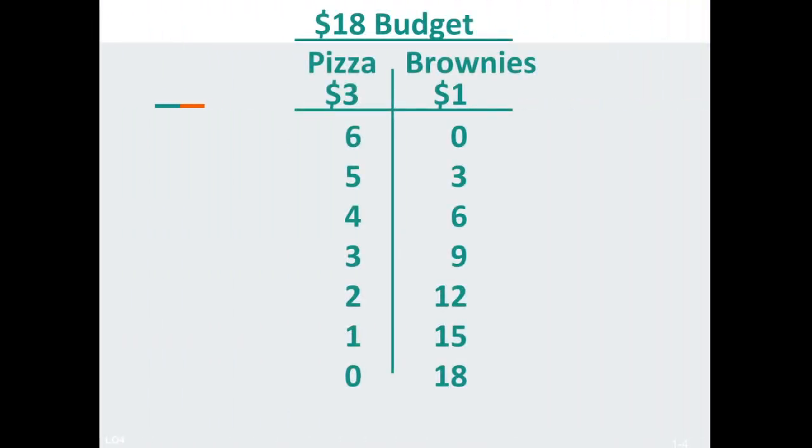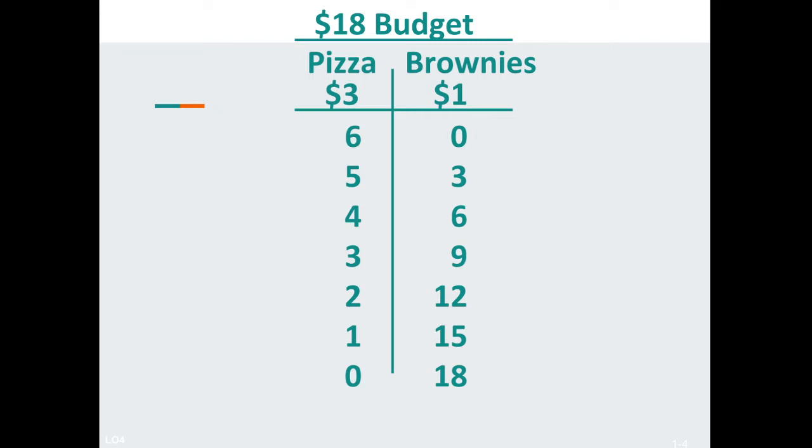Okay, so the first thing we'll do is we'll bring up our characteristics. So we have this $18 budget. And we have two goods that we can buy with the $18 budget. We have pizza and we have brownies. Pizza costs us $3 a slice, and a brownie costs us $1. Okay, so what happens if we want to spend all our money on pizza? We can spend all our money on pizza and we can get 6 slices. However, we cannot get any brownies.